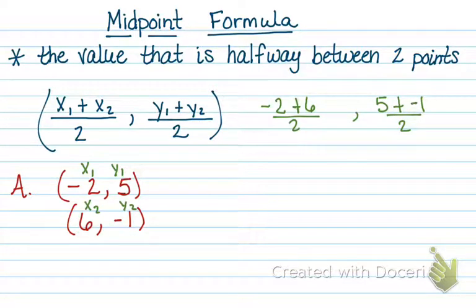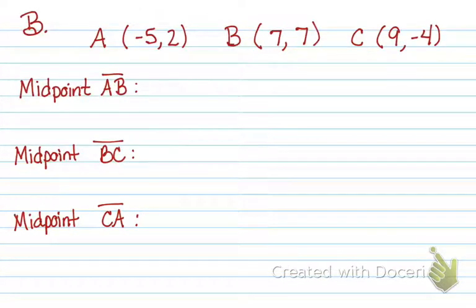So -2 and a +6 gives me 4 divided by 2, which gives me 2. And 5 plus a -1 gives me 4 divided by 2, which also gives me 2. So our midpoint for these 2 points is at the coordinate (2, 2). All right, let's try another one.